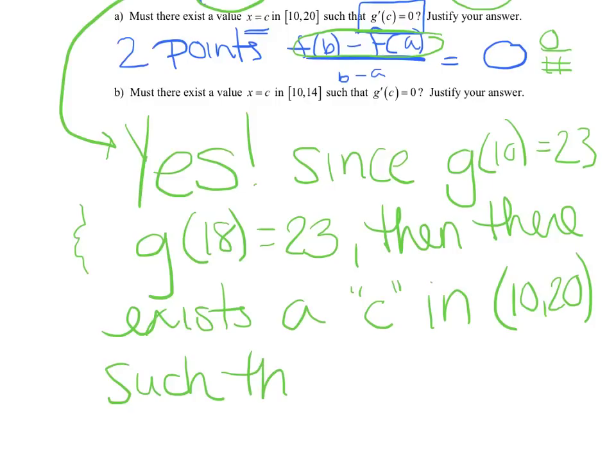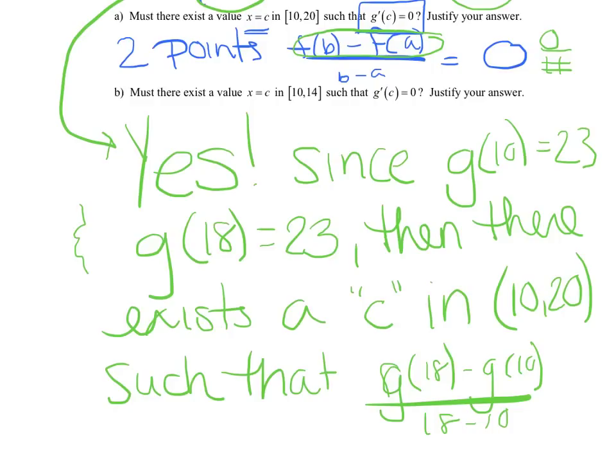and now just show that math. g of 18 minus g of 10 all over 18 minus 10 equals 0. And there you go, that's all they're looking for. Nothing too mind-blowing. We answer the question, we state our values, and then we use this nice little sentence: then there exists a c in the open interval such that that math is true.